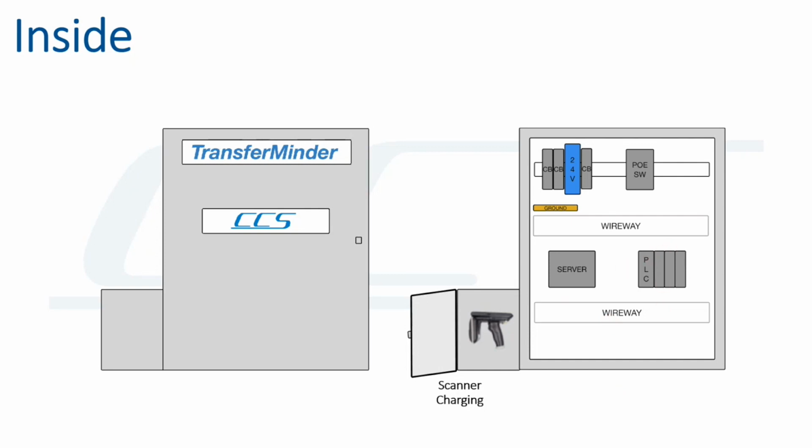In production models, the server could be located somewhere else, like in a 19-inch rack in the MDF room, for example. Also, there might not actually be a PLC in TransferMinder because a PLC may already exist that controls the unloading area, so TransferMinder could just communicate with that PLC.